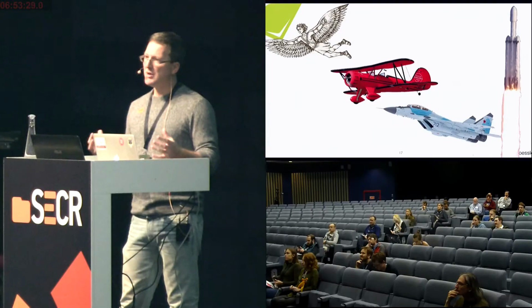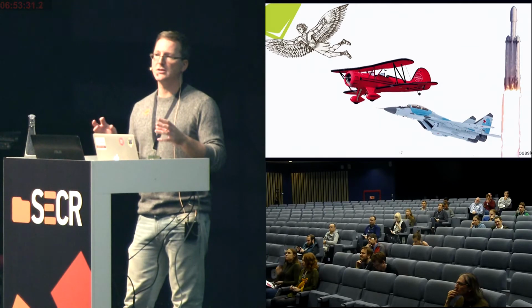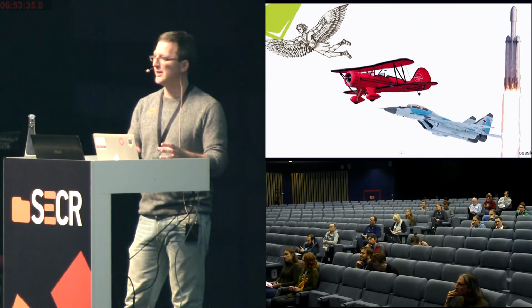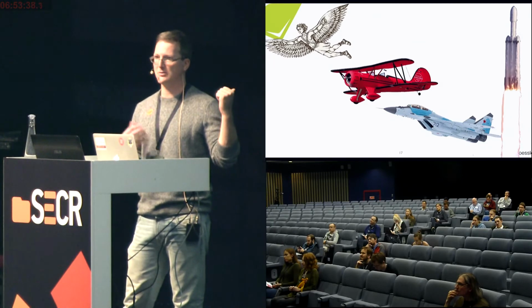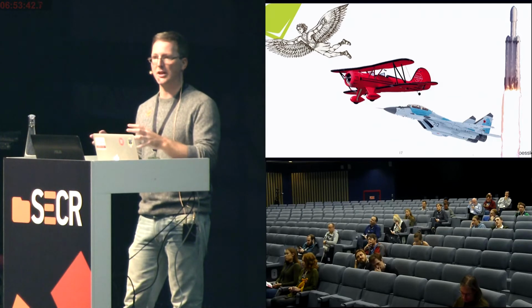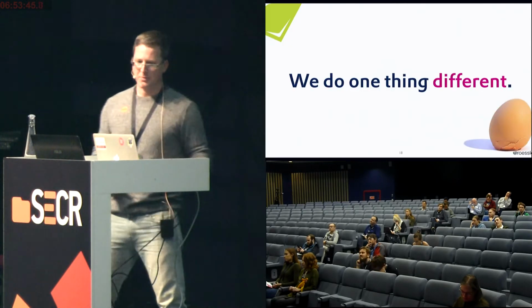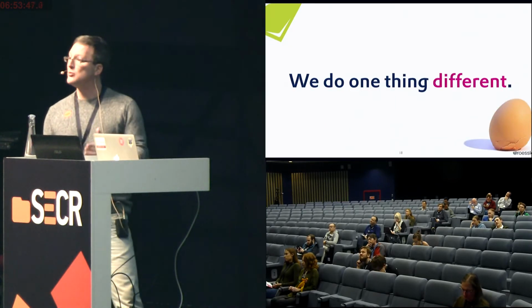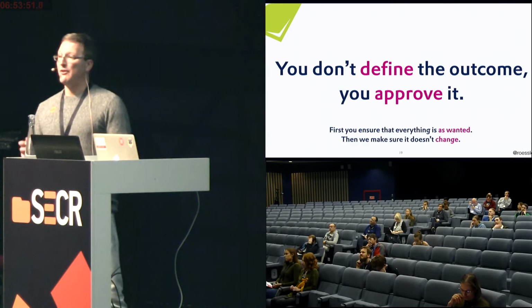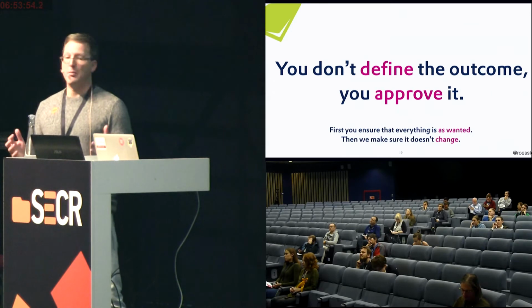So maybe we can do something similar here. Maybe we can understand how to use AI to solve the problem, but not solve it directly as a human does, as we do it manually, but solve it differently, with a different approach. The idea here is that we do one thing differently: we don't define the outcome, we approve it.